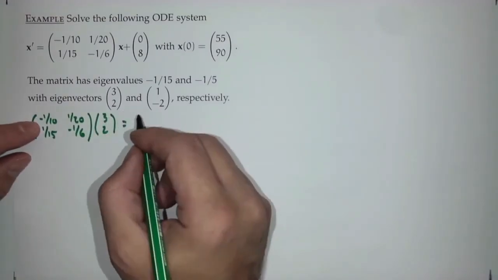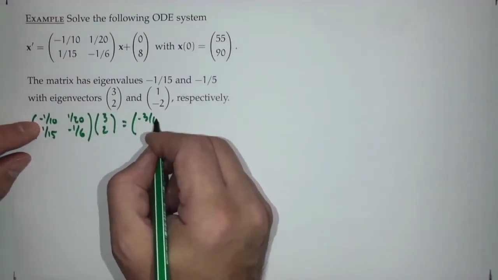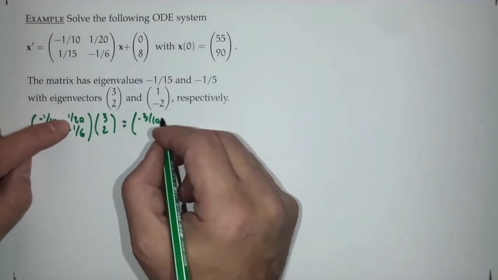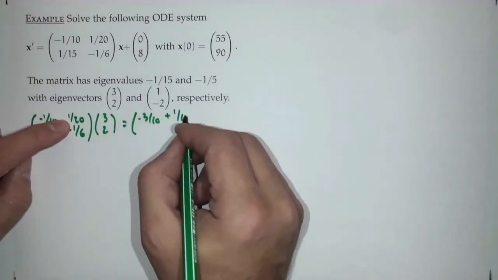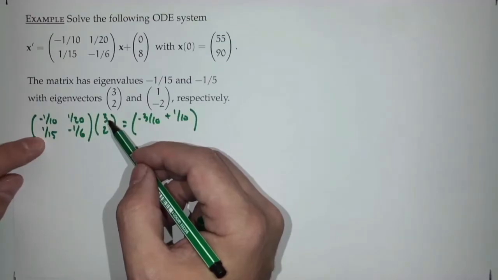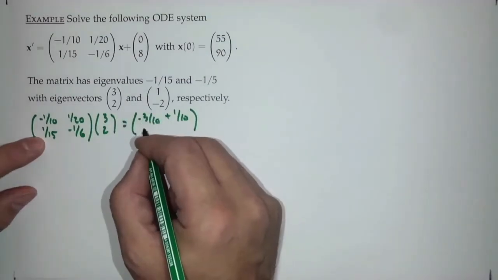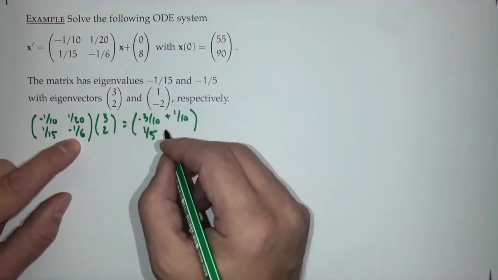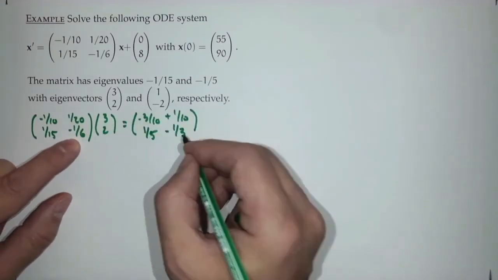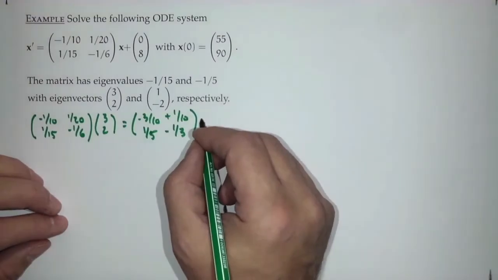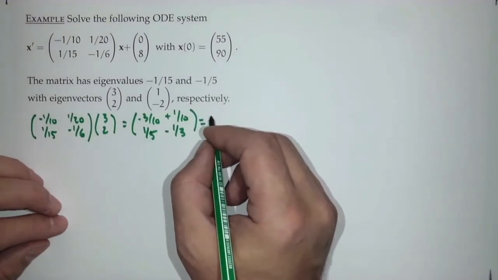Minus 3/10, and then it'd be 2/20. 2/20, also known as 1/10. And then here, 3/15. 3/15, also known as 1/5. Minus 2/6, minus 1/3. So minus 3/10 plus 1/10, what would that be? Minus 2/10, minus 1/5.